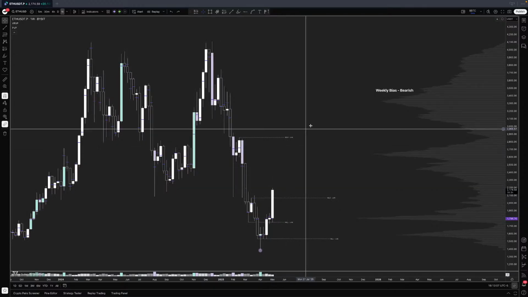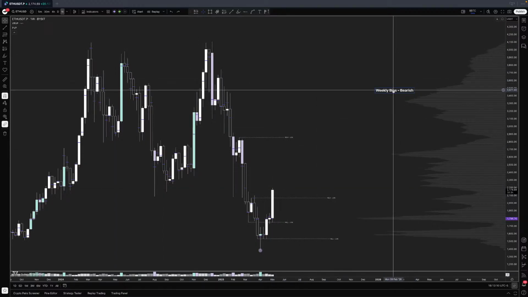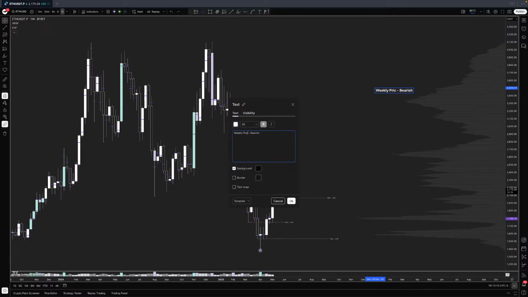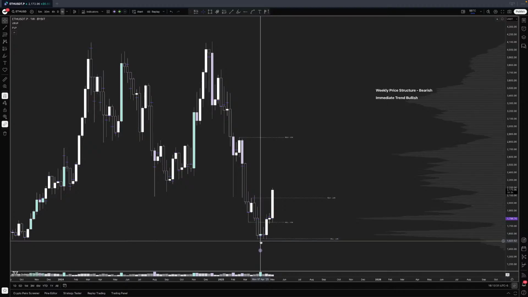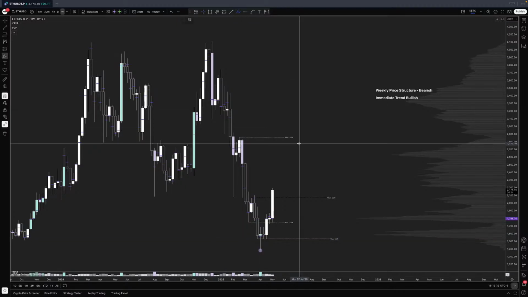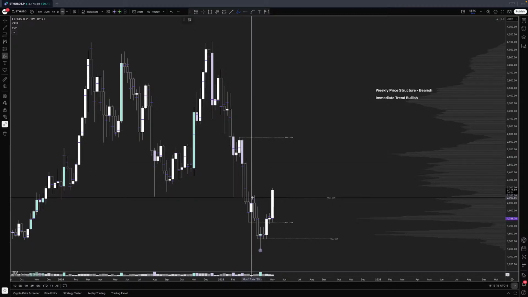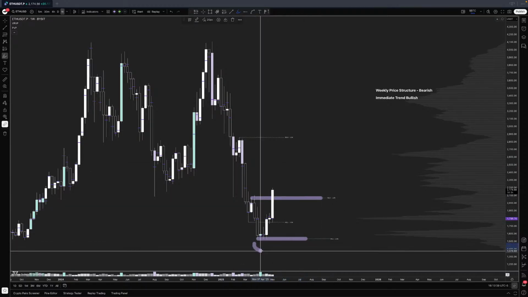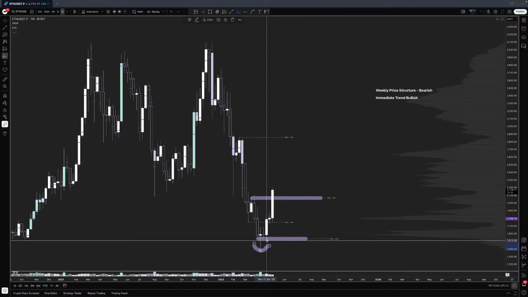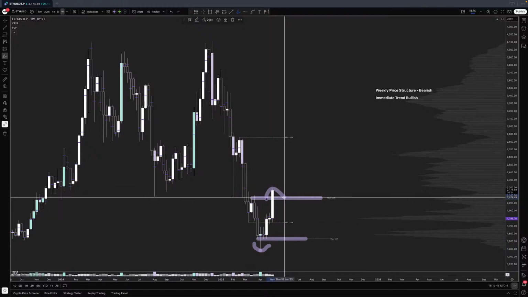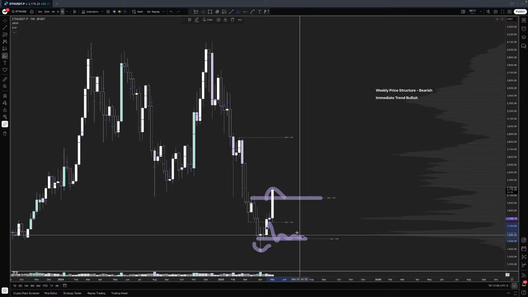And what does that mean? That even though the weekly bias, the weekly price structure, is bearish, our immediate trend was bullish. Why? Because of this candle alone. What this candle is representing is that from this range over here, right, we have this range, price was more likely to go and revisit range highs than to keep moving from range lows.